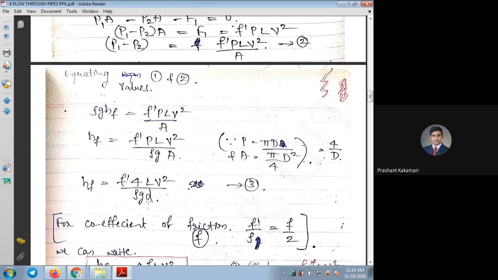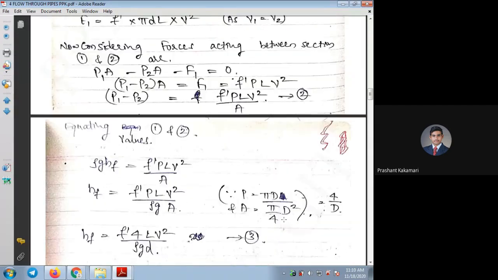That is the diameter, the inner diameter of the pipe. So that becomes equation 3. Now next is finding the coefficient of friction. What is that coefficient of friction? That is f, not f dash.